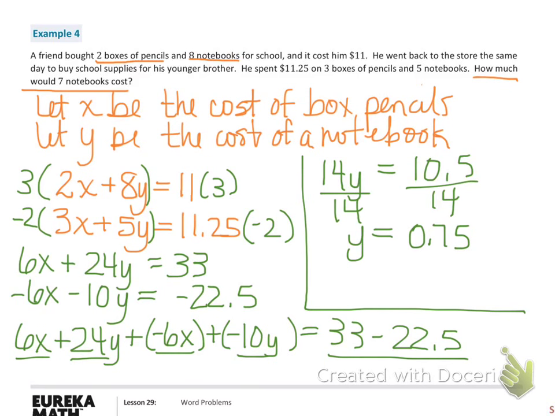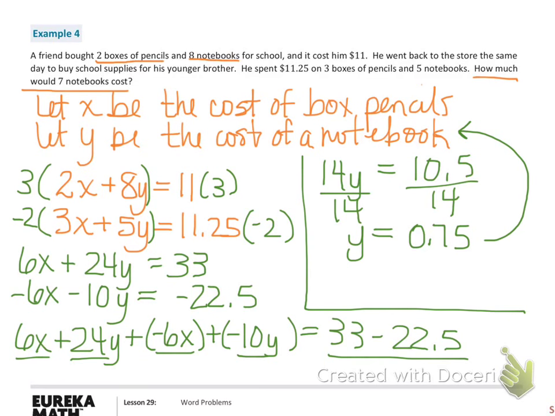Okay, so I know what my y is. Let's go back. y is the cost of a notebook, and it's in dollars, right? Because we've been using $11 and $11.25. So I know that the cost of a notebook is 75 cents. But that's not what the problem is asking me. The problem is asking me how much would 7 notebooks cost.